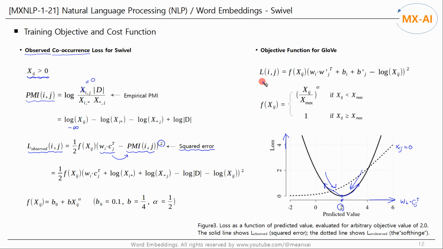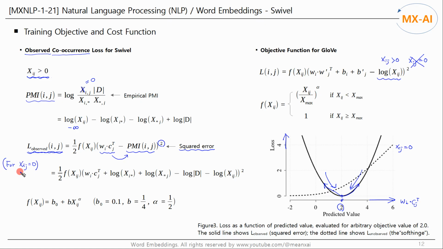Before that, let's briefly compare Swivel with Glove. As we discussed in the previous Glove series, Glove uses a loss function based on the logarithm of the co-occurrence count. Importantly, Glove only trains on pairs with positive co-occurrence counts. Pairs where xij is equal to 0 are simply excluded from the training objective. Swivel takes a different approach. For observed pairs, Swivel uses the observed loss we just discussed. For unobserved pairs, it uses a separate loss function. We'll examine that second loss in a moment.